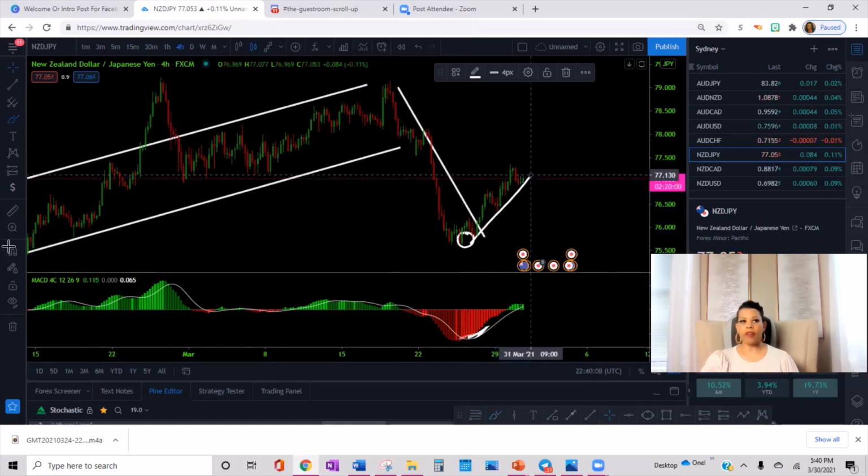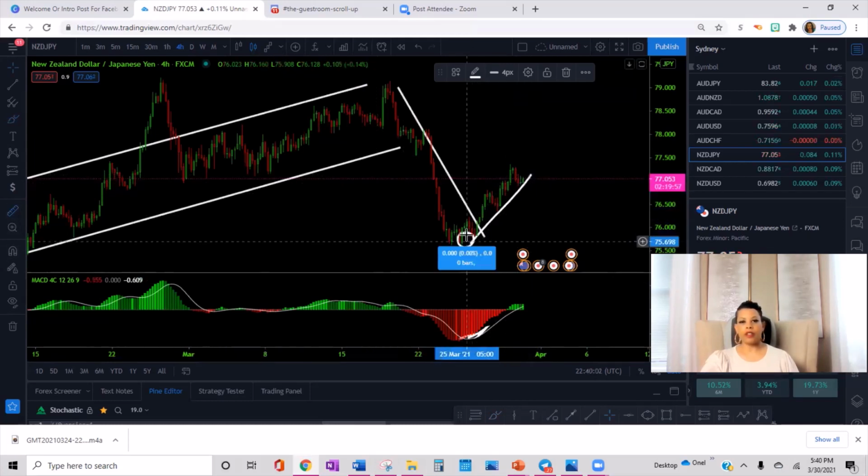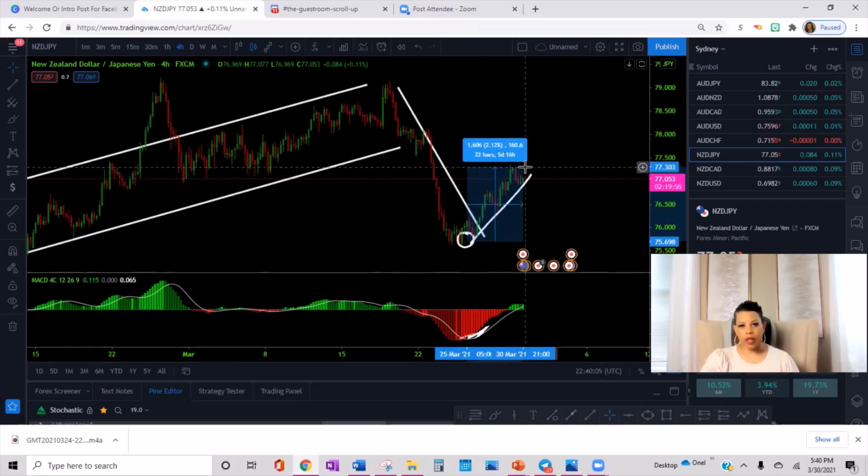And then there you have it. You could have gotten, let's see how many pips that is. I don't have on my glasses. That's 160 right there. MACD.